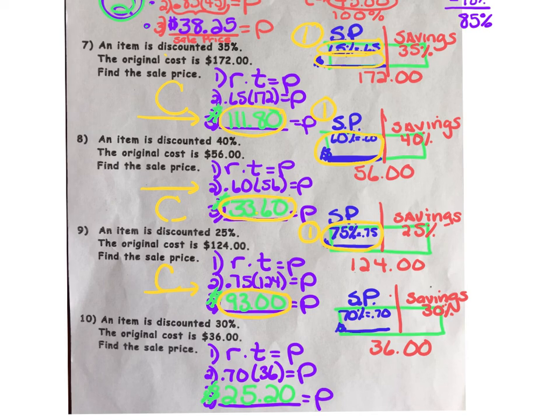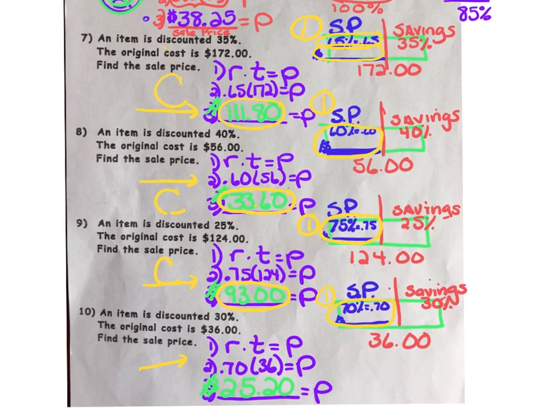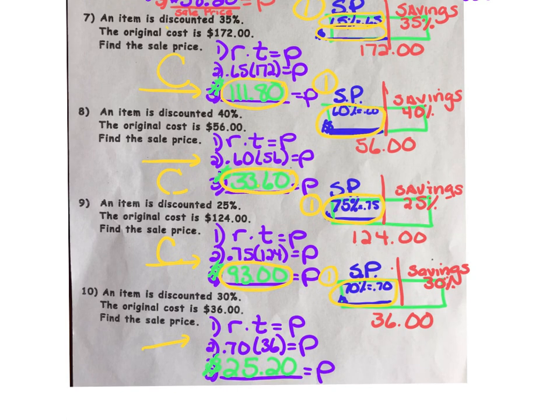And finally, in our last problem, once again, you were looking for the sale price after setting up the tape diagram and using the rate of 0.70. You use your formula and you complete the 3-step process. You should have arrived at a final answer using that 0.70 rate, 70%. You should have arrived at $25.20. Give yourself a C if that was your answer. This concludes this page on percents.